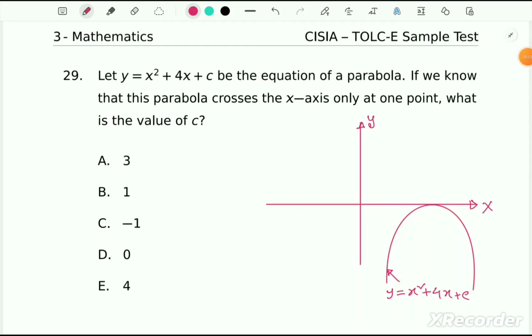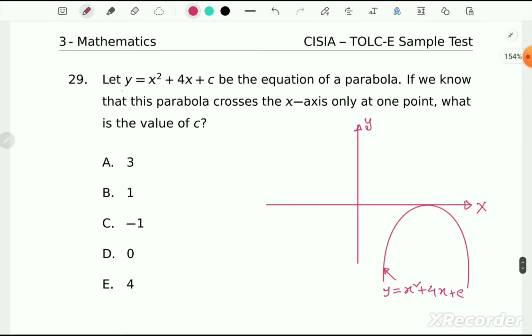So today we are going to start our tutorial 2 on TOLC-E mathematics. In this tutorial we are going to solve 29 to 36, and those of you who still don't have this PDF file, you can visit the CISIA website, or you can simply check my description box. There is a link given, so you can just download it from there.